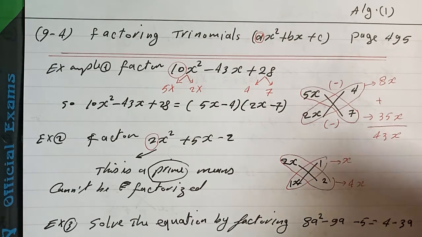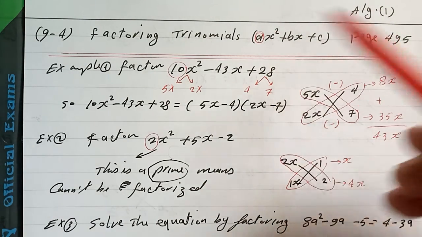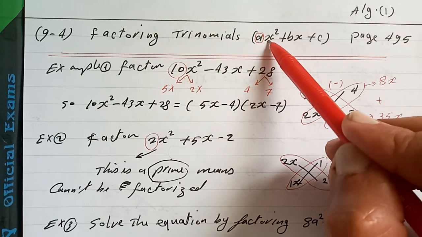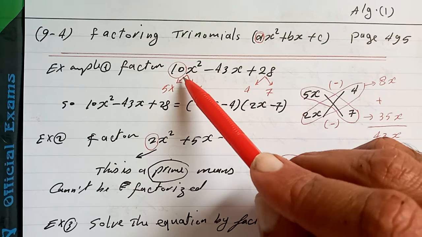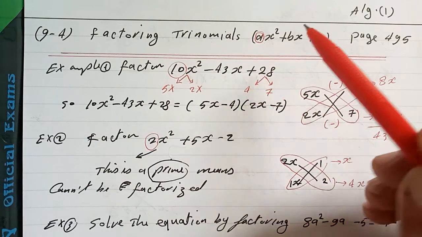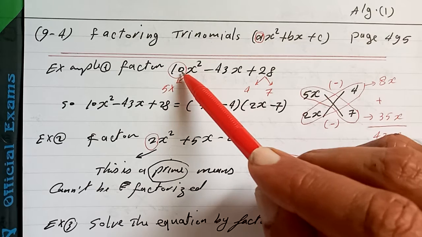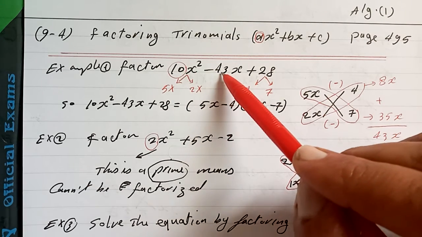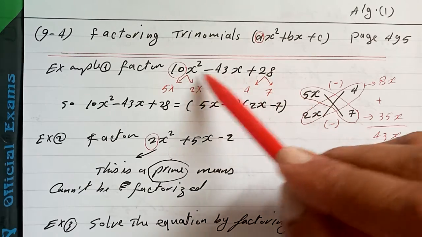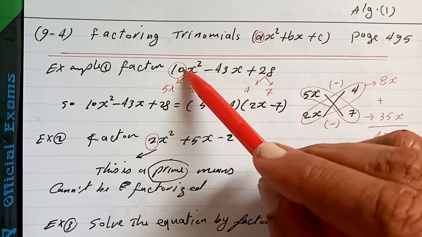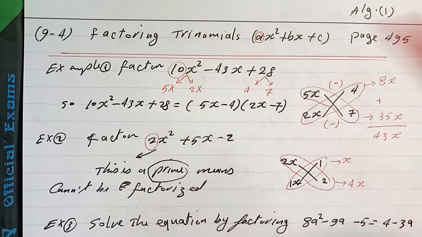The other lesson was x squared plus bx plus c. Now there is a number before the x squared, like this one: 10x squared minus 43x plus 28. This number shouldn't be a common factor, meaning 10, 43, and 28 don't have a common factor. How can you factorize this type of trinomial?